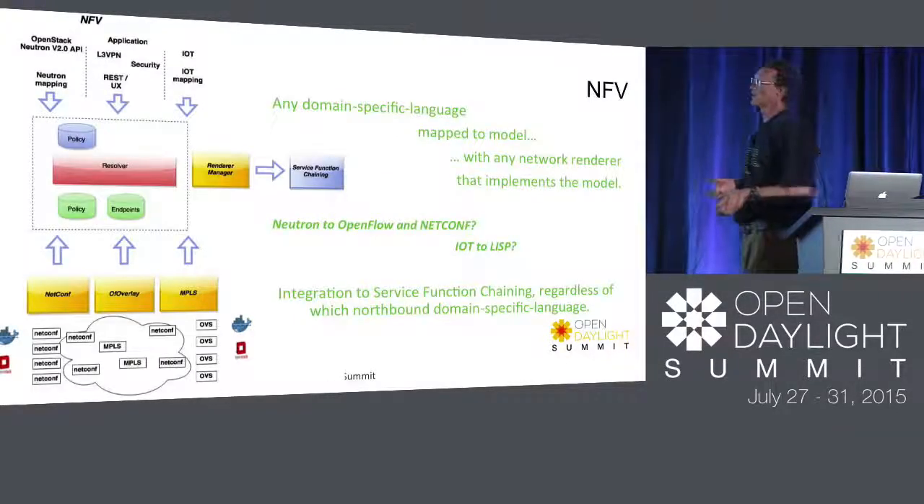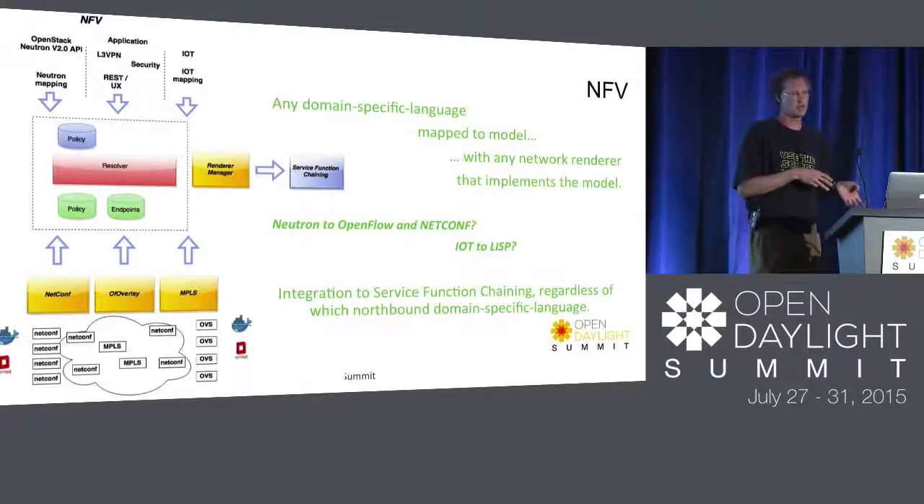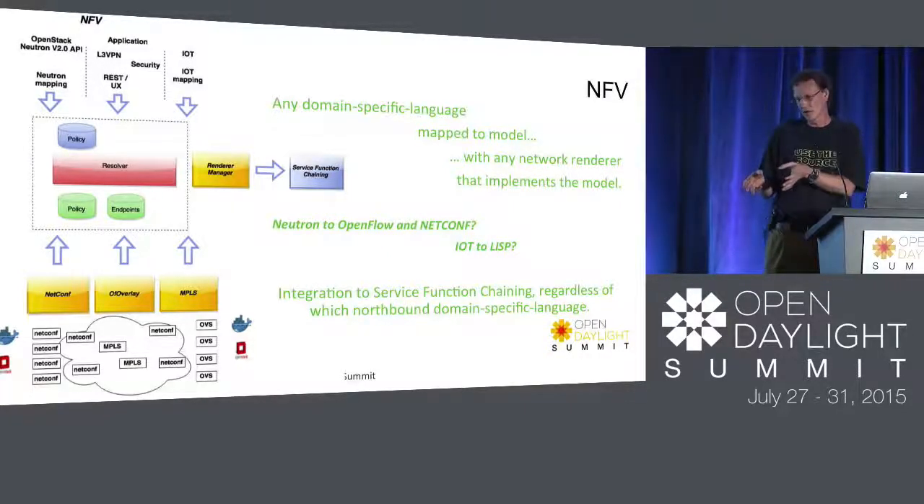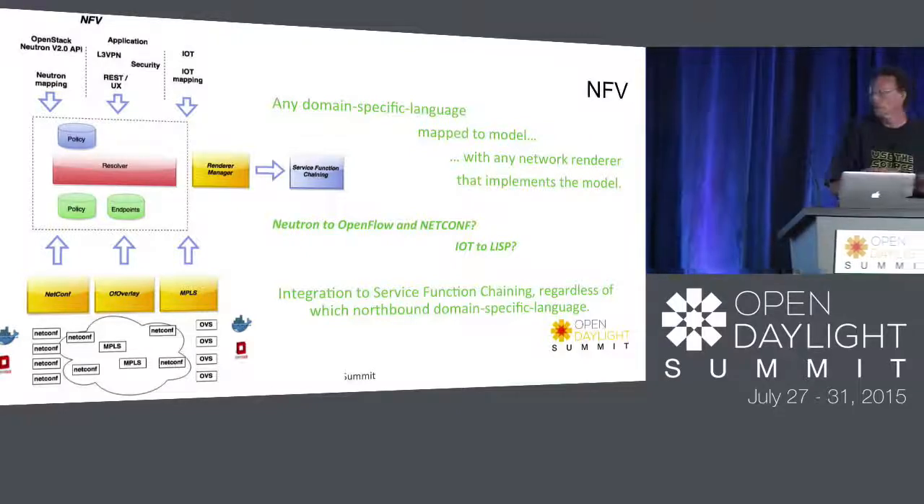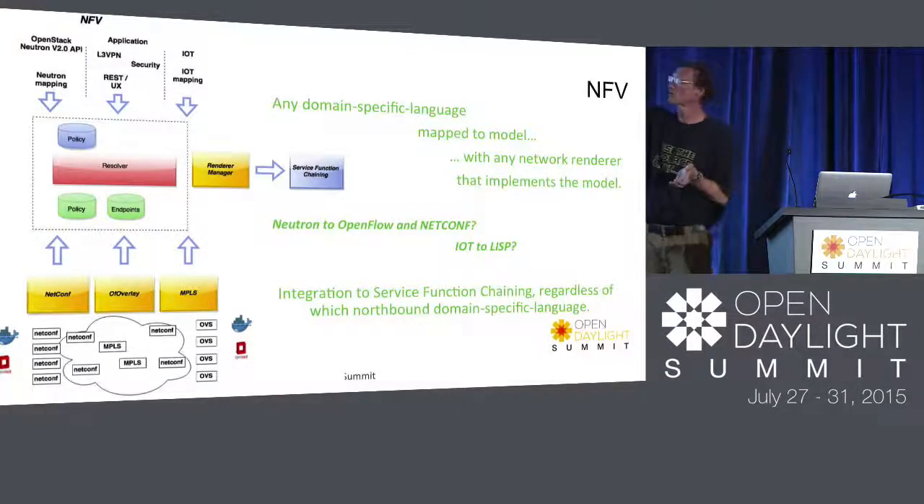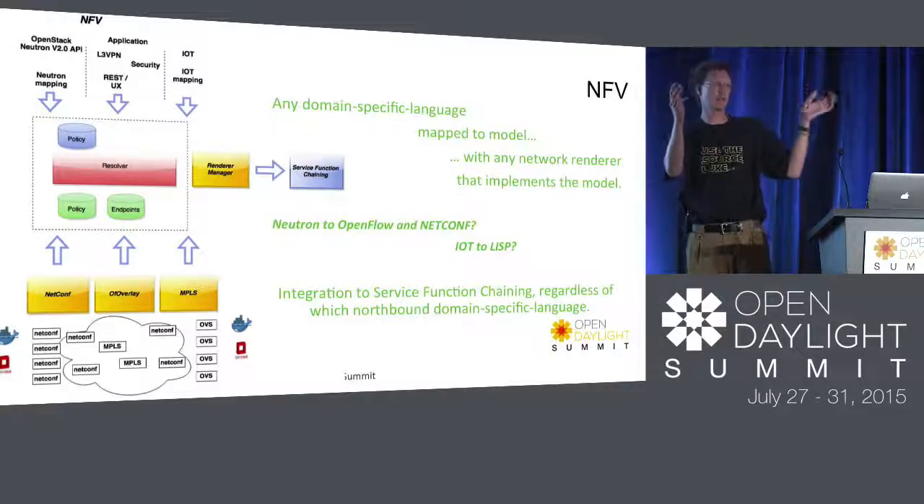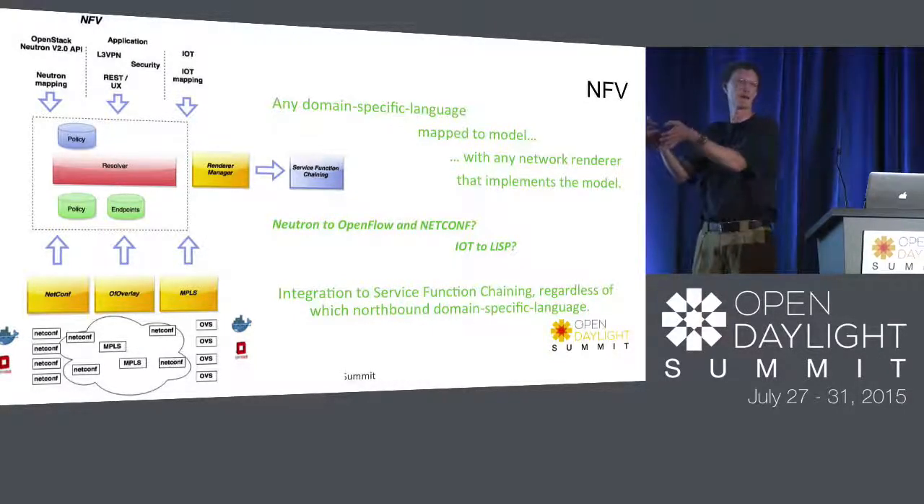So where might we go with this and where are we going with this? It's this notion of any domain-specific language mapped onto the model. If it makes sense to map that domain-specific language, and some may not, then if it can map to the model, then great. And then you can take any network renderer. And so some of the renderers and some of the domain specifics that we're interested in doing. So layer 3 VPN is a bit of a gimme. You could do a classifier that says match anything, right? But put it in this layer 3 context.